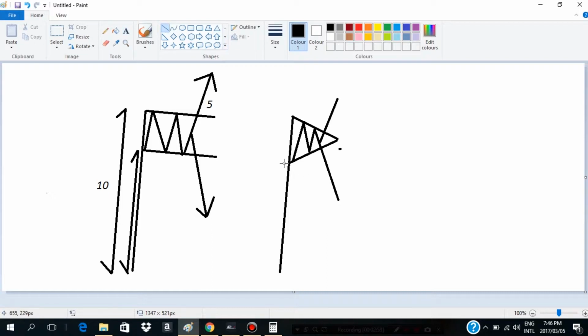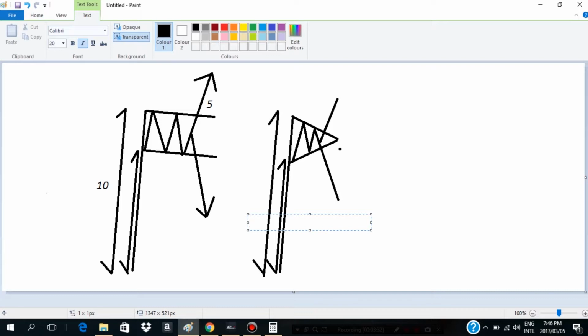Same thing with your pennant. It could be from the beginning of the pennant to the bottom of the pennant, the flagpole. Could also be from the top of the flagpole to the bottom of the flagpole. So if either one of these distances is 10, then we are to expect 5.